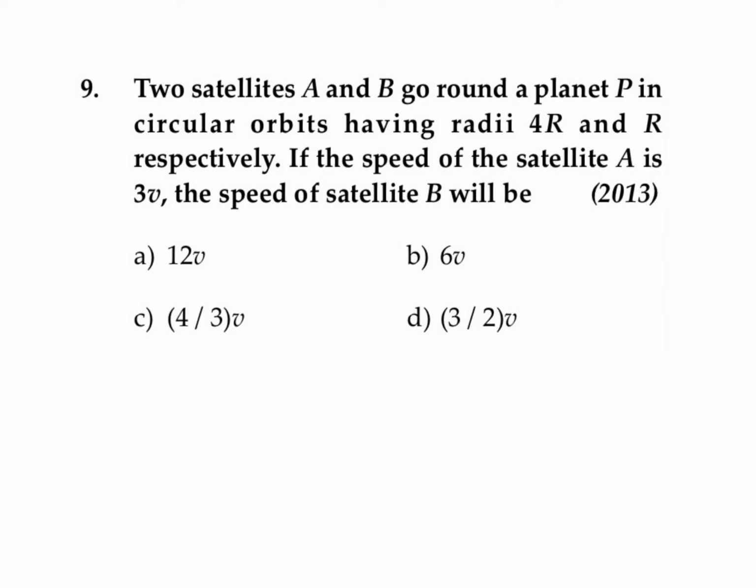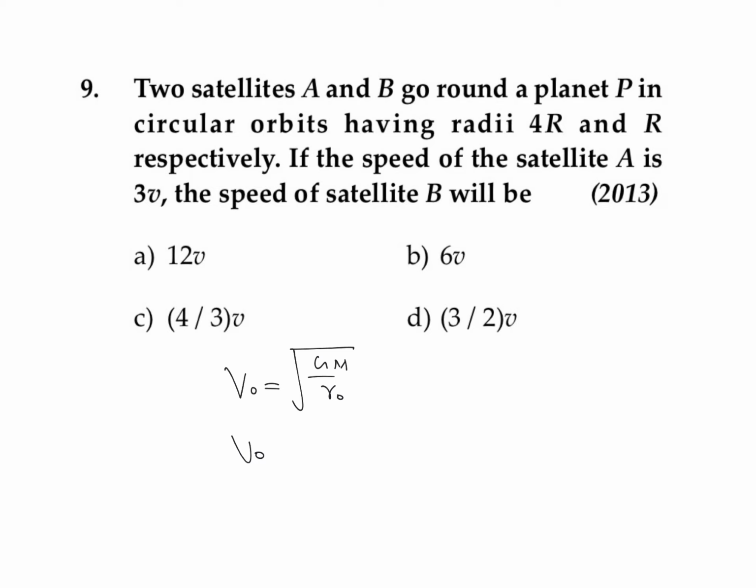Two satellites A and B go around a planet P in circular orbits having radii 4r and r respectively. If the speed of satellite A is 3v, then the speed of satellite B is? So we know the equation for orbital velocity, that is root of GM divided by r, or orbital radius.